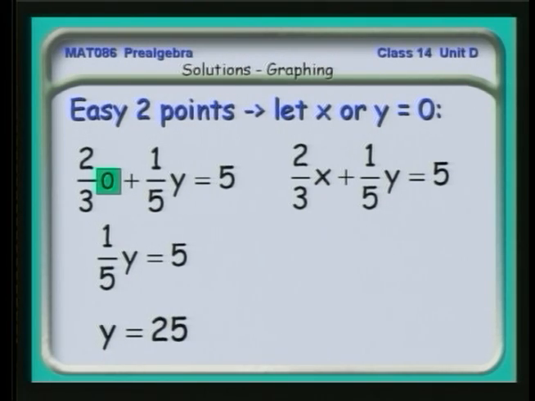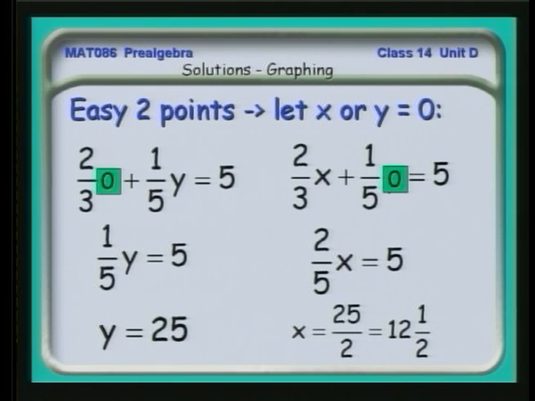Now let me let y equal 0. If I put y equal to 0 here, then I have the equation 2/5 x is equal to 5. And when I solve this, multiplying both sides by the reciprocal of 2/5, 5 halves, I wind up with x is equal to 25 halves, or 12 and a half.